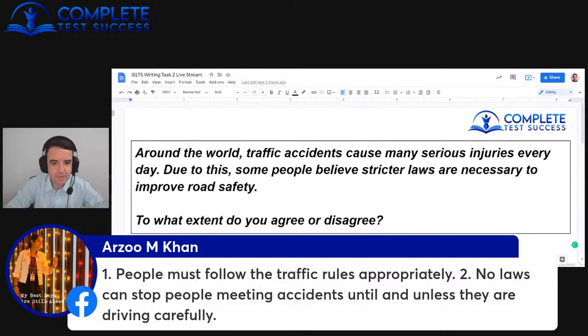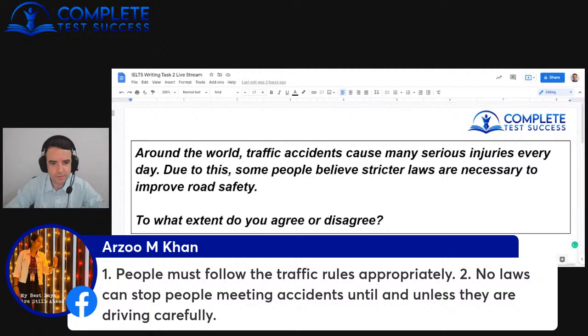Arzu: one, people must follow traffic rules appropriately. Two, no laws can stop people meeting accidents until and unless they are driving carefully. That first idea, people must follow traffic rules appropriately, is not relevant. So that first idea is irrelevant, and therefore we cannot use that.